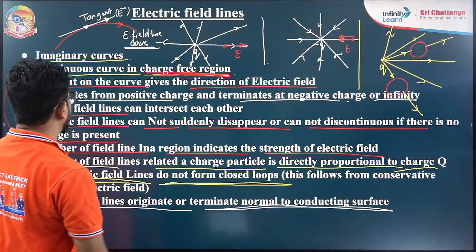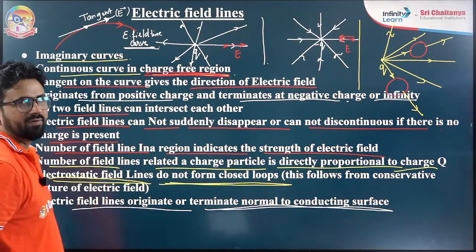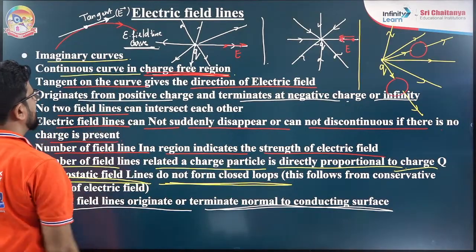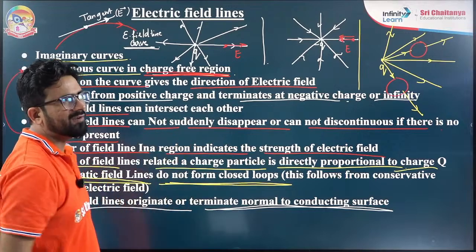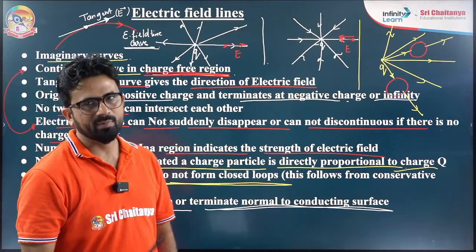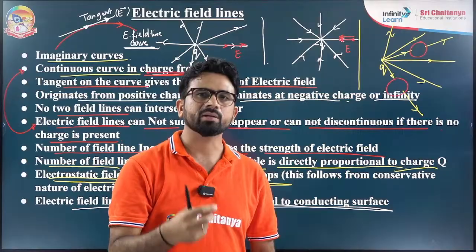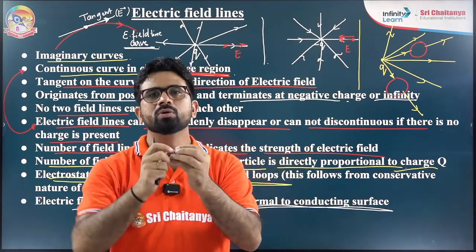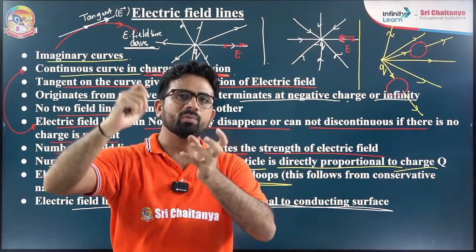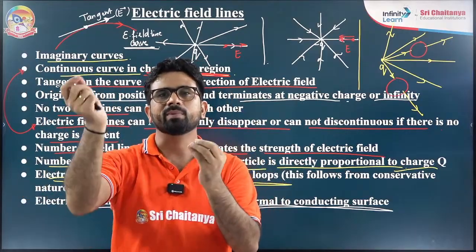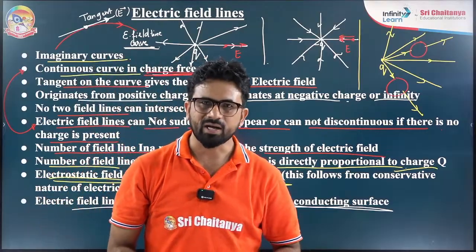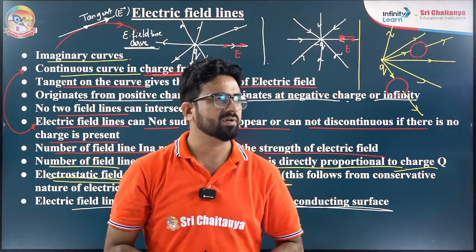Electric field lines, I told you, are imaginary curves, that you have to understand. Any electric field line is not a real curve, it is an imaginary curve. For any point charge, positive or negative, whenever we draw the field lines, those are imaginary curves going outward or inward. If it's a positive charge, it will be radially outward. If it's a negative charge, then it would be radially inward.